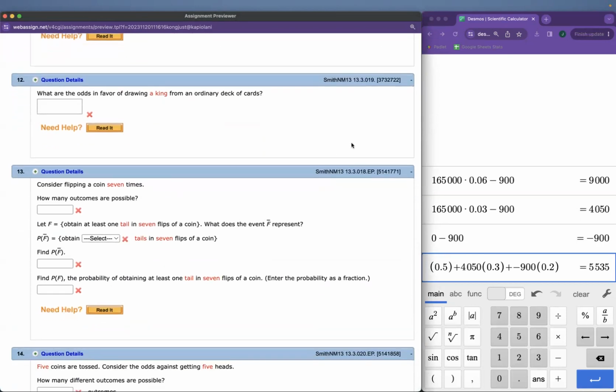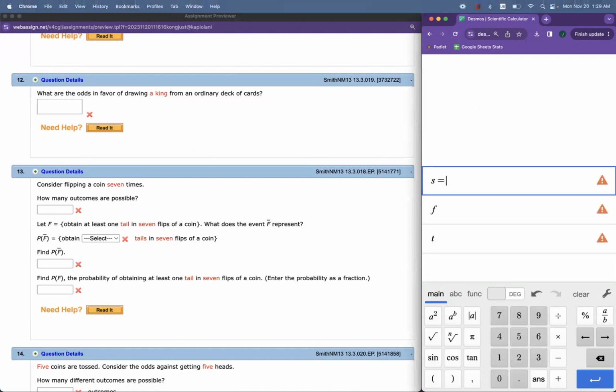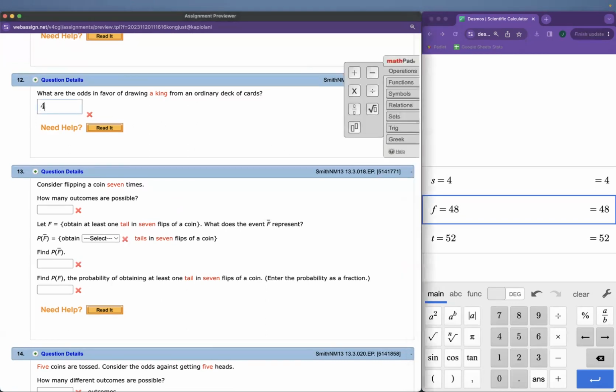Number 12, what are the odds in favor of drawing a king? Remember, whenever you have these odds questions, I recommend to make the S, F, and T. In this case, S is equal to the number of kings. That would be 4 kings. Let's skip to the total. The total is 52 cards, which makes the failures 48. 52 minus 4 is 48. Right? So what are the odds in favor of drawing a king? Odds in favor are 4 to 48, successes versus failures. And if you'd like to reduce that, you can divide by 4, so 1 to 12.